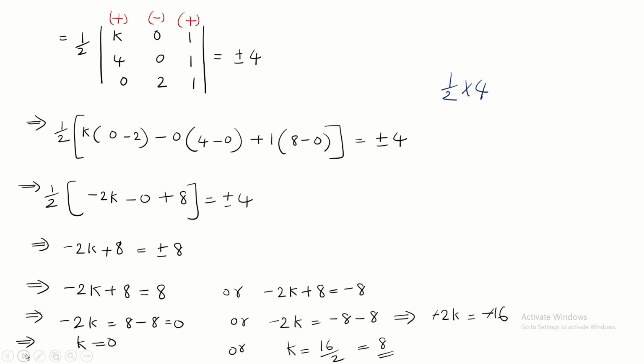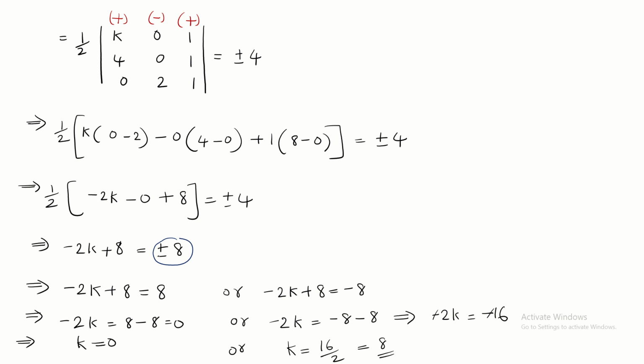Sorry, not 1 by 2 into 4. This is the P by Q formula. So here 1 divided by 2. Divided by 2, when it comes to the right side, it will be multiplied. So this is 4 into 2. 4 into 2 is 8.